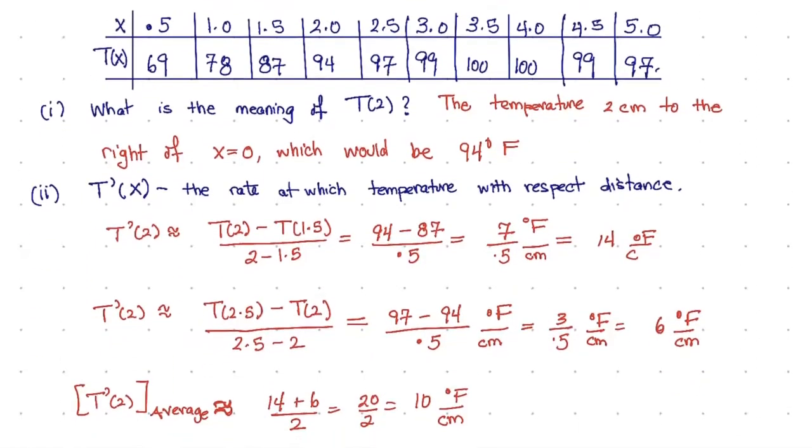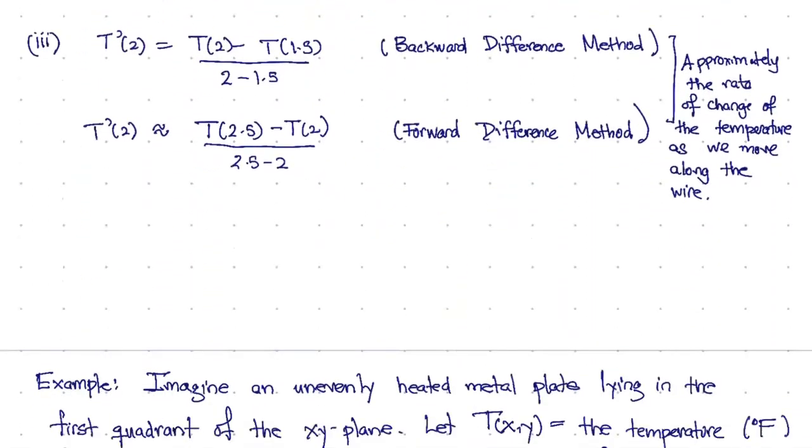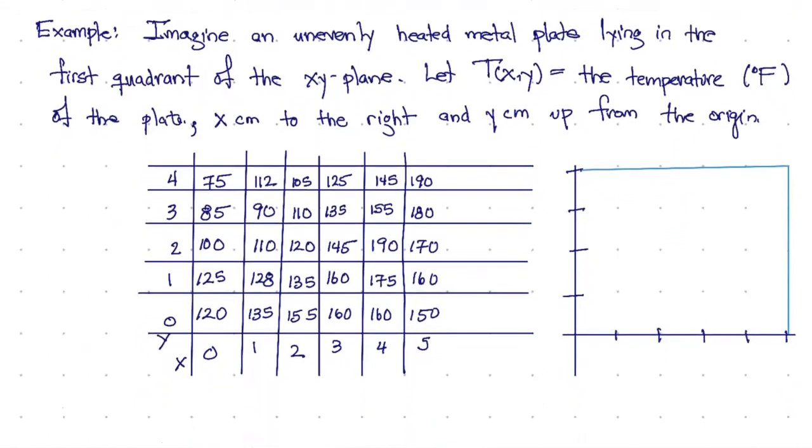For example, let's expand this concept of a heated wire to something that is multidimensional, such as a heated plate. So suppose I have an unevenly heated plate, and we're going to imagine that the plate is lying in the first quadrant of the xy plane as I have drawn it here. Let T of x,y equal the temperature in degrees Fahrenheit of the plate at any x location, and the x locations are given to you along here in the table, and they're to the right of the origin, and any y location which is up from the origin.